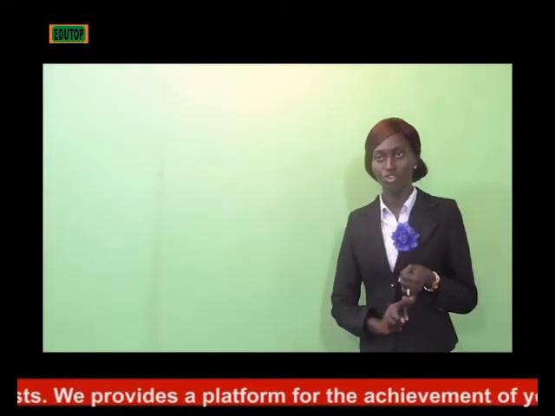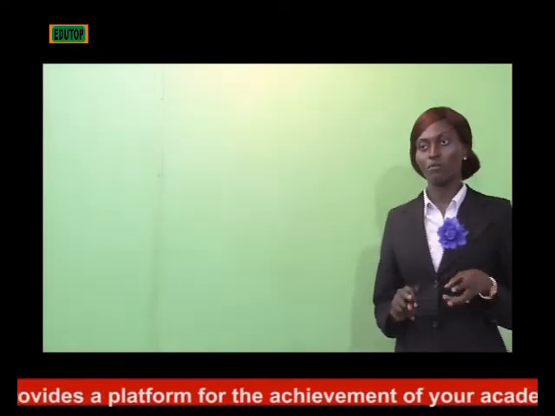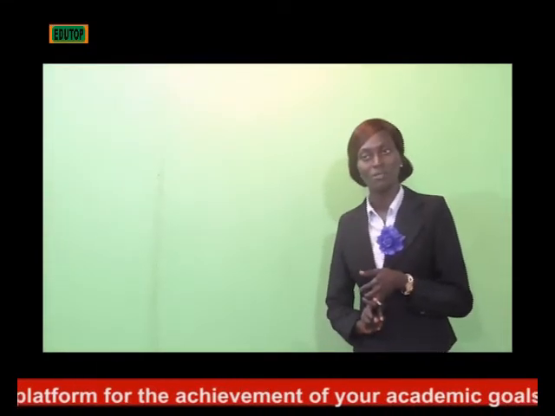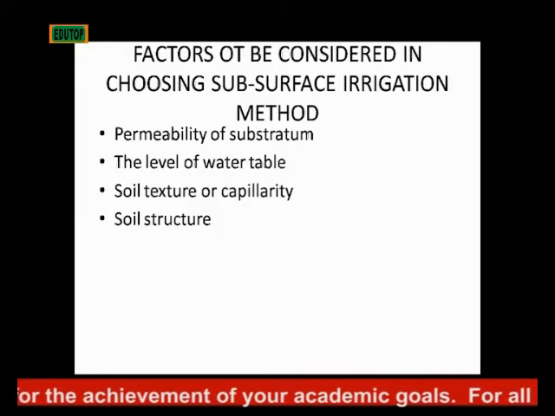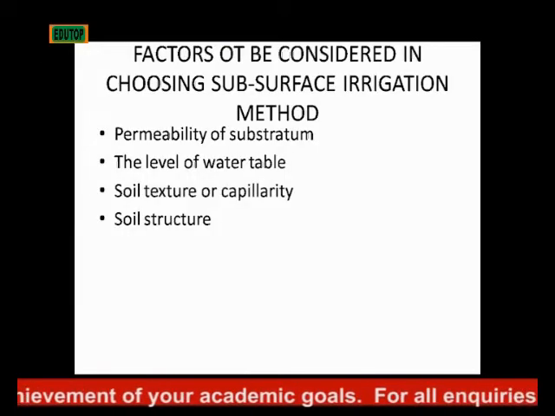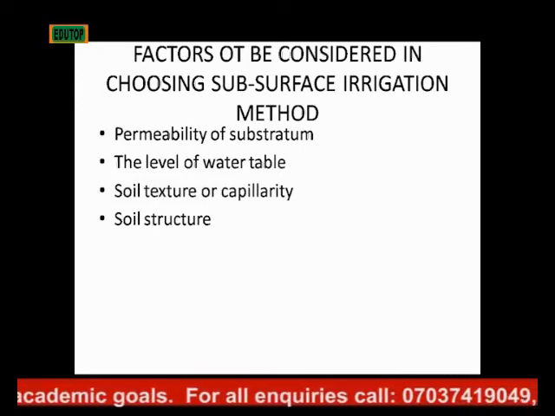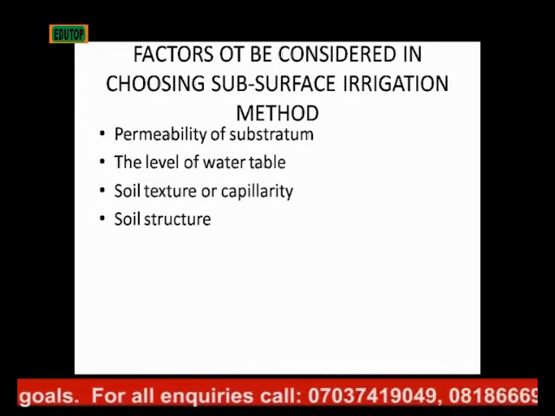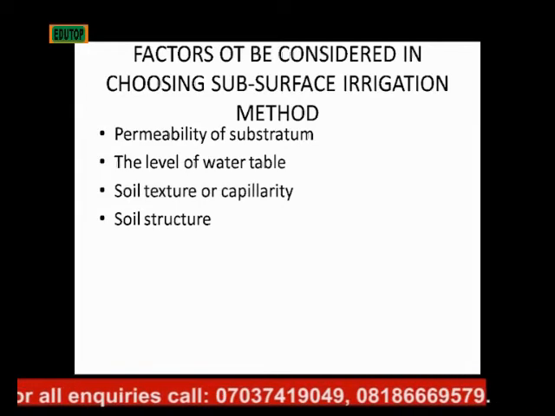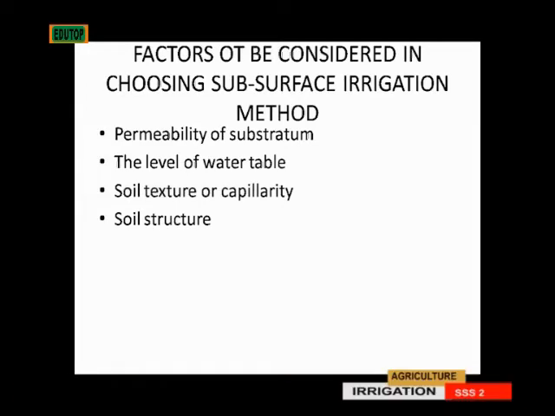Factors that you should consider in choosing this method of subsurface irrigation: the permeability of the substratum, then the level of the water table. Is it high? Is it very low? Then the soil texture and capillarity. Then your soil structure is another factor you should consider.